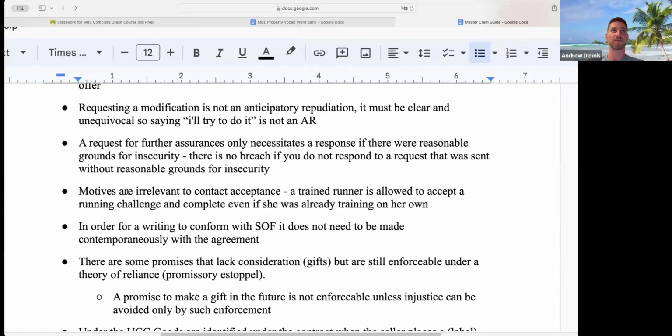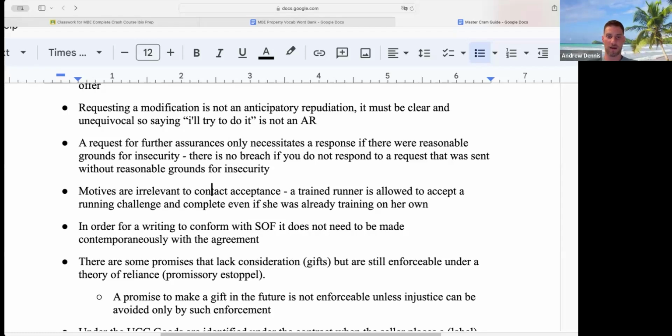Trust me, as my students Shelby and Daniela, who've worked with me since the LSAT, know, I've never missed a session. I'm very reliable. That wouldn't be grounds for insecurity. You have to have reasonable grounds for insecurity to request further assurances. Motives are irrelevant to contract acceptance.